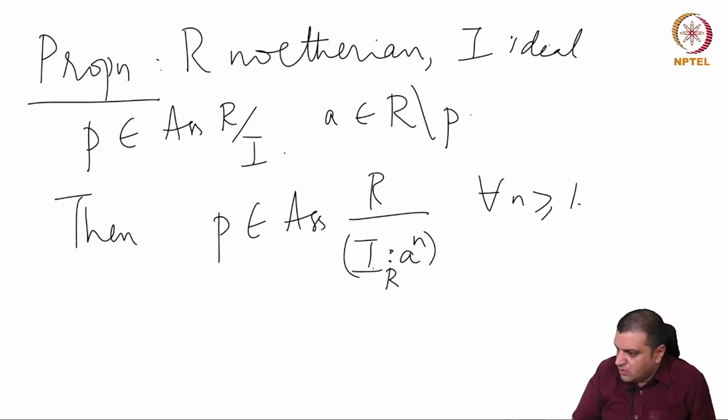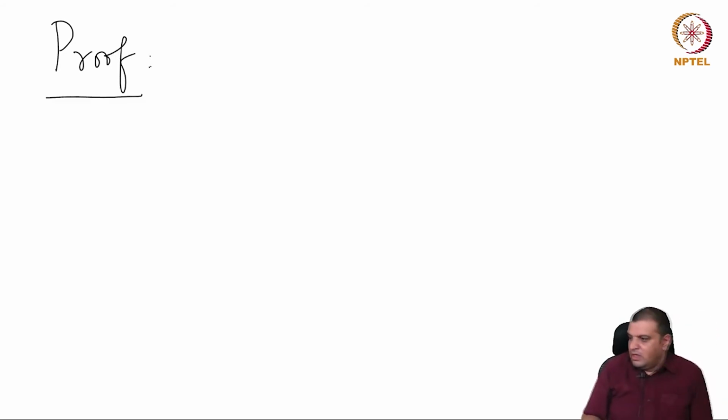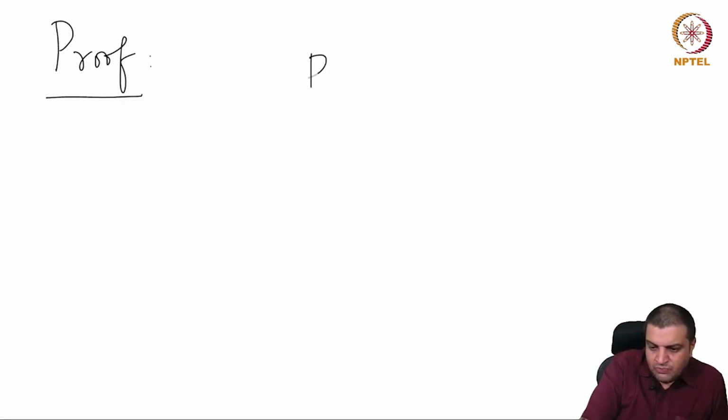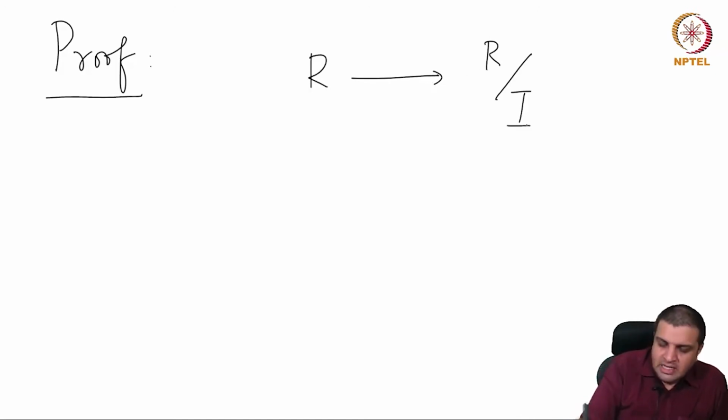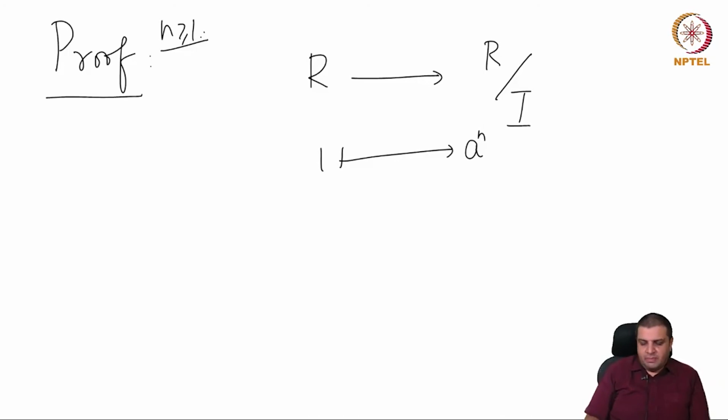So the proof is again one of these standard arguments that one becomes familiar with after seeing these a few times. Consider the map from R to R mod I, not the quotient ring map, but an R-linear map, which sends 1 to A^n, for some n greater than or equal to 1, A as above. So consider this map.